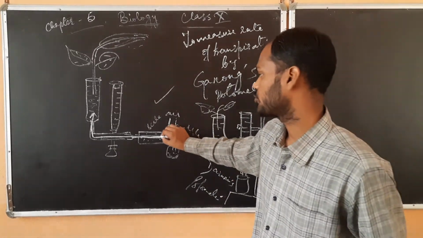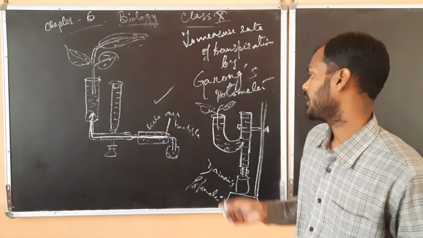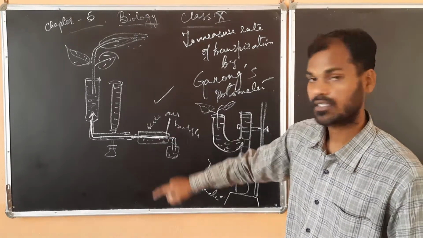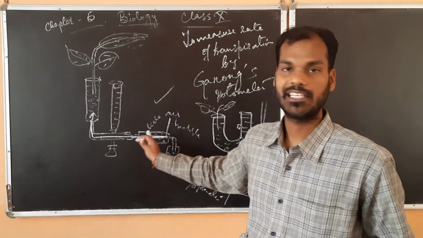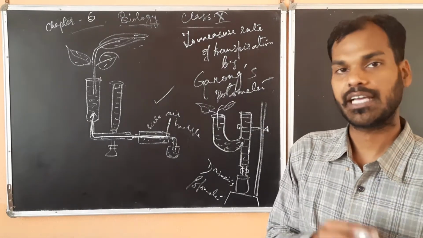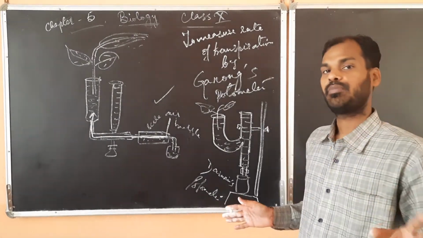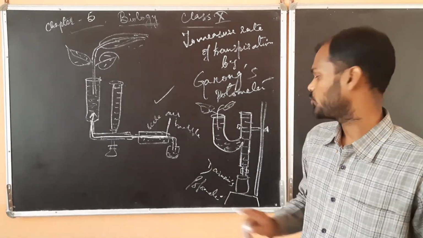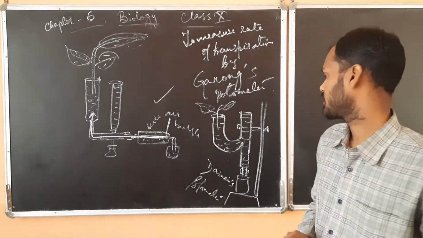So this experiment shows the rate of transpiration by the Ganong photometer. The time duration is there, and the movement on the scale is also there, showing how much it has moved in how much time. So roughly by dividing those, we can measure the rate of transpiration. So this is the Ganong photometer. Ganong was the scientist, and his name is given to it.